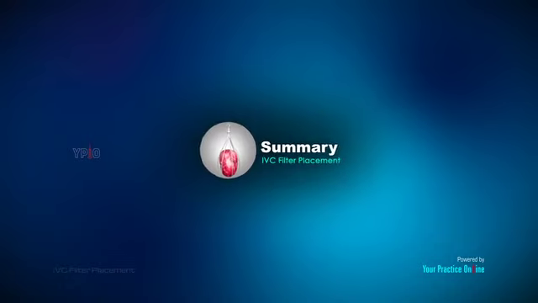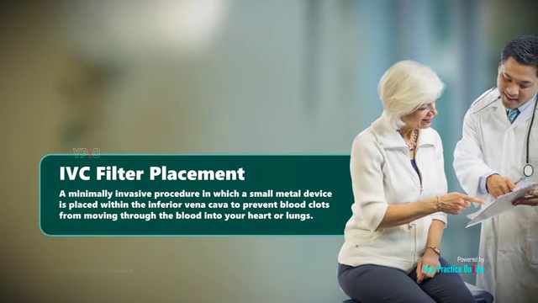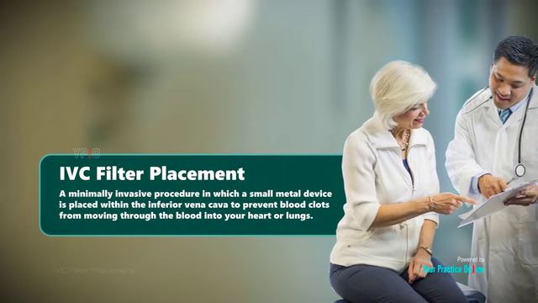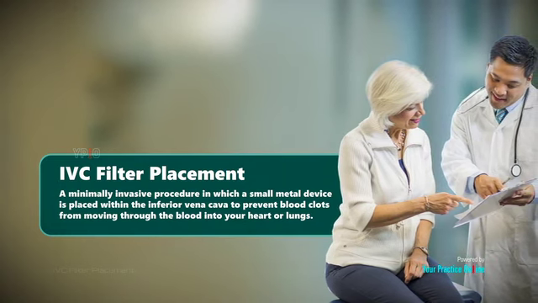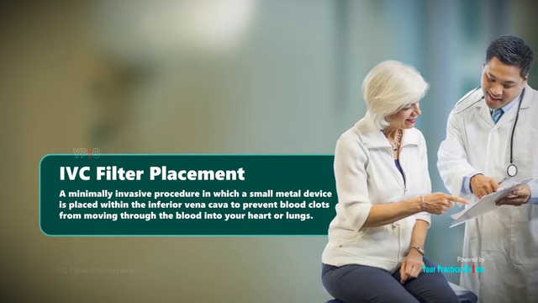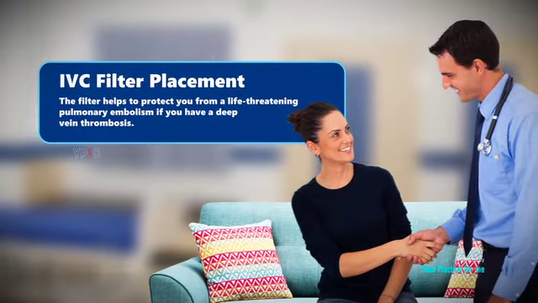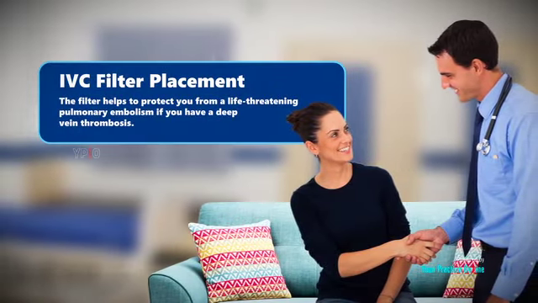Summary. IVC filter placement is a minimally invasive procedure in which a small metal device is placed within the inferior vena cava to prevent blood clots from moving through the blood into your heart or lungs. The filter helps to protect you from a life-threatening pulmonary embolism if you have a deep vein thrombosis.